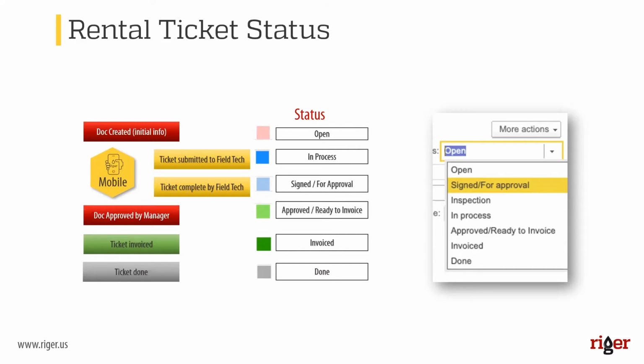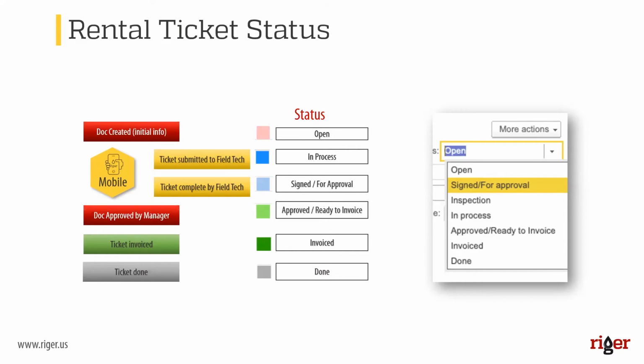For example, when the job is starting, a rental ticket is created with an open status. When you assign it to a particular field technician, who usually uses the RigER mobile application, and they synchronize and upload all the tickets assigned to them to the mobile app, the rental ticket status is automatically changed to in process. That means you can see that the field technician is starting and will be working on this ticket on the particular job.